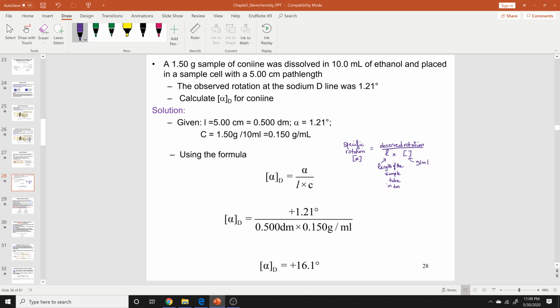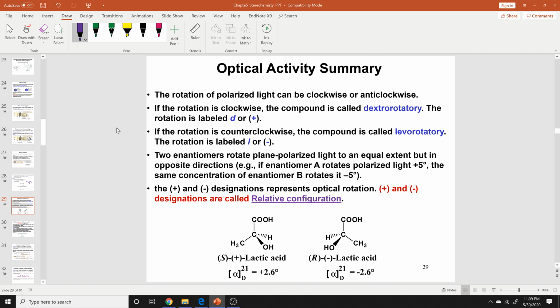By the way, the concentration is 1.5 grams here in 10 mL. Change it to 1 mL, so divide by basically 10. That is going to be 0.15 grams per mL. Put everything together and you can get the specific rotation.